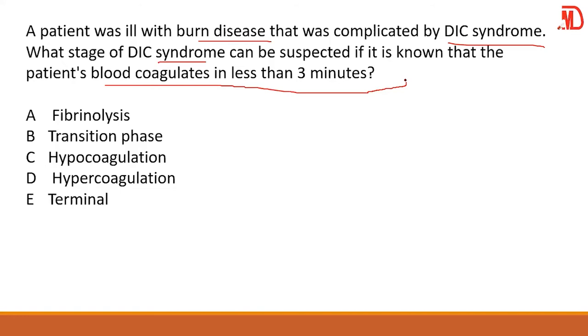Stages include hypercoagulation. In hypercoagulation, there's an increase of blood coagulation in the microvessels. There's an increase in coagulation, so a large number of fibrins are formed. Then we have the transitive stage. This is characterized by a decreased amount of thrombocytes, fibrinogen, prothrombin, which would eventually lead to what?